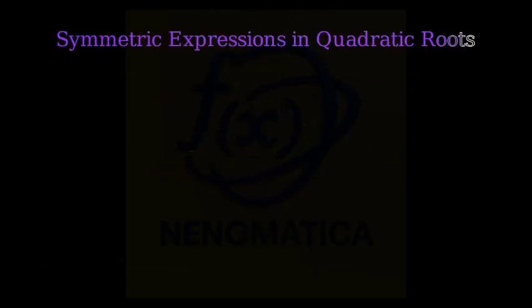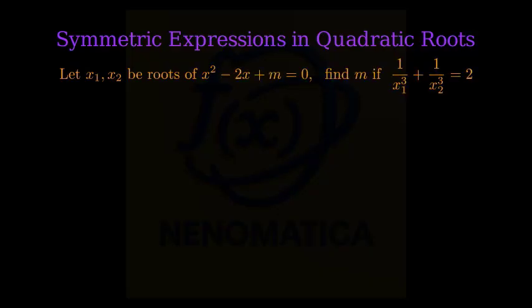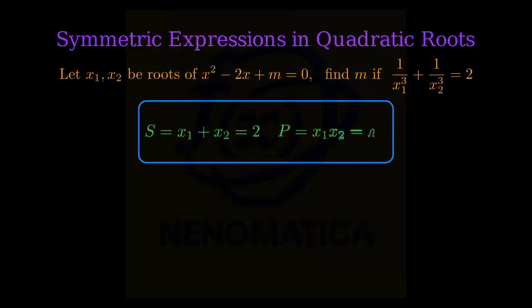Example. We will solve for the parameter m in a quadratic when the reciprocals of the cubes of the roots add to 2. We are given that x1 and x2 are the roots of x squared minus 2x plus m equals 0. We must find m such that 1 over x1 cubed plus 1 over x2 cubed equals 2. First, recall Vieta's formulas. For a monic quadratic, the sum of the roots s equals 2, and the product of the roots p equals m. Next, we convert the sum of reciprocals of cubes into a single fraction, and then express its numerator in terms of s and p.